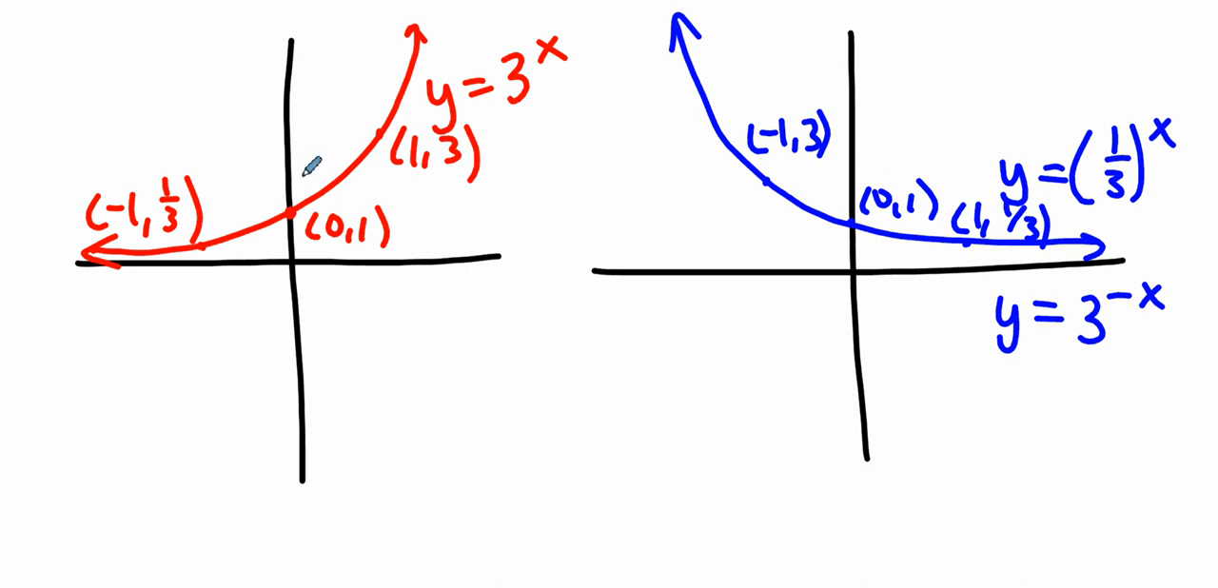For both of these, the domain runs through the real numbers. The range is all the positive real numbers. Neither graph touches y equals 0. Both graphs are asymptotic to y equals 0. So these are all functions that we're familiar with. We know how they behave.